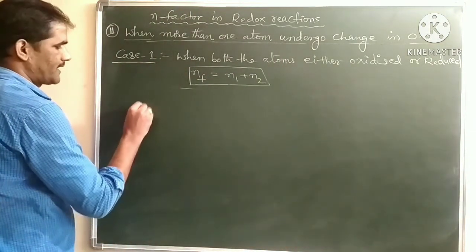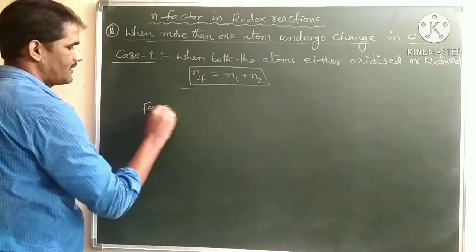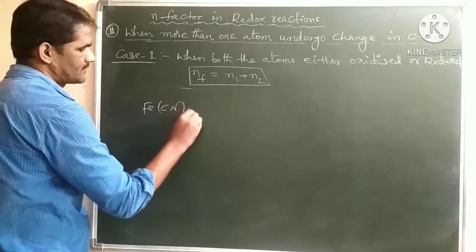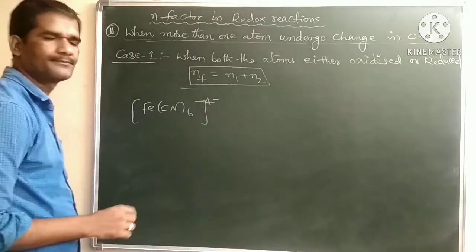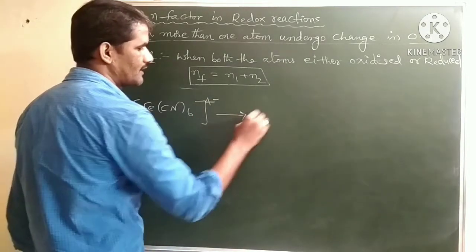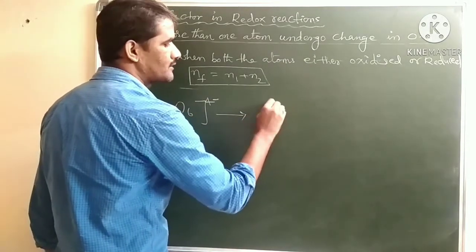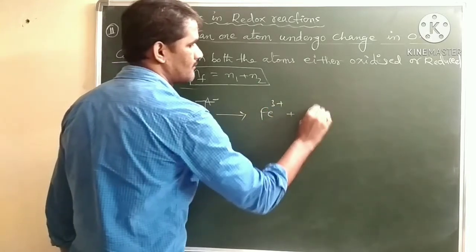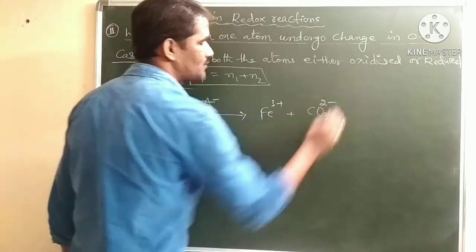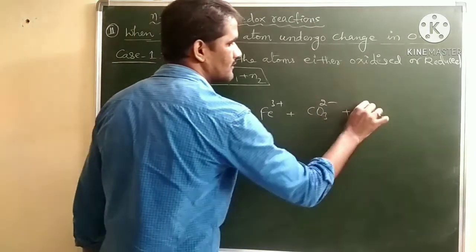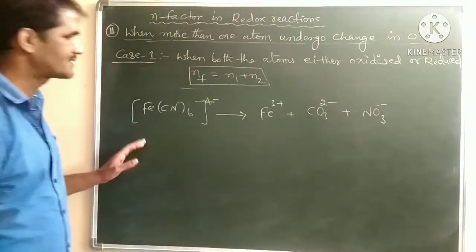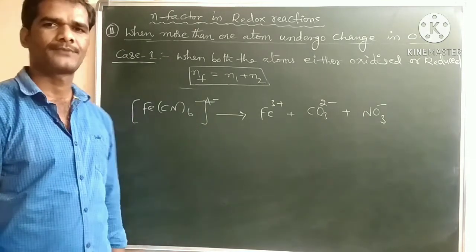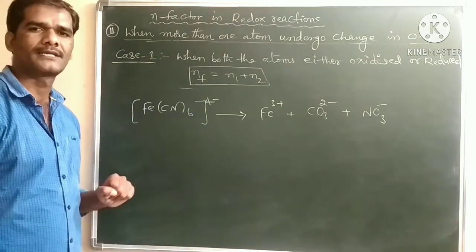Let us take one complex like Fe(CN)6 4 minus. Here it will give iron 3 plus, carbonate 2 minus plus NO3 minus. Let us assume this complex is changing like this. What is the N factor for this complex?